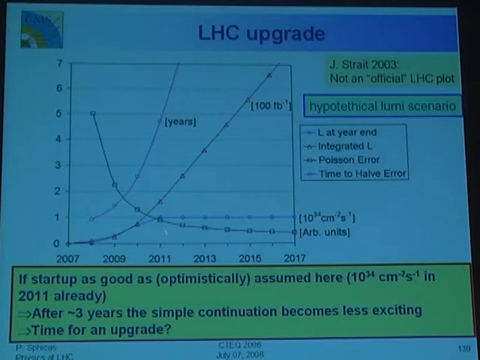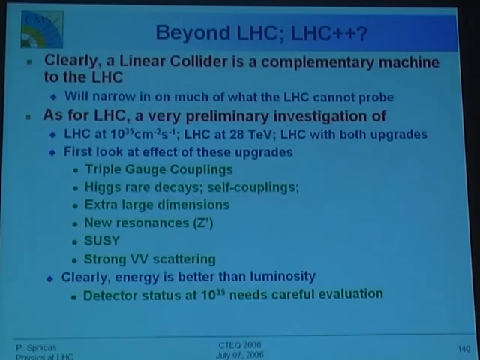So the question is if at this point you start wondering whether to upgrade so that by the time you end up in 13, 14, 15, you end up with a new threshold. What would be the motivation for something like an LHC++? First of all, obviously, a linear collider is a complementary machine to the LHC. It measures things with precision that the LHC cannot attain. It can measure fractions of branching fractions for the Higgs and so on. I will not cover that here at all.